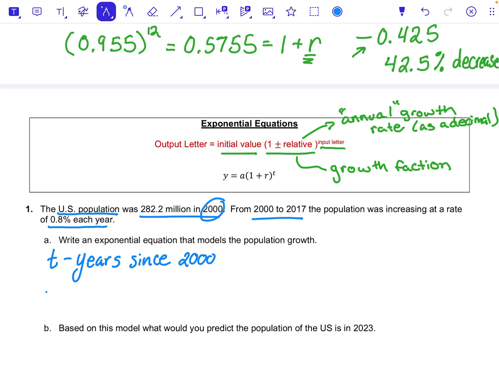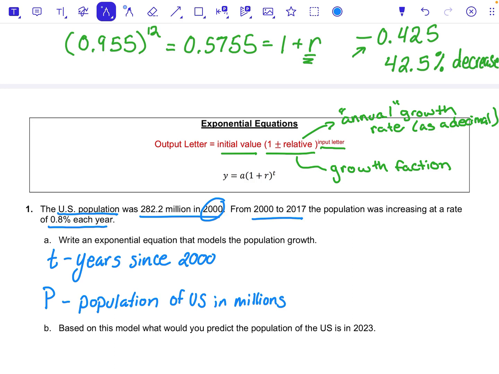And then whenever I deal with population, I tend to go with P because population starts with P. So the population of U.S., and it's in millions of people because we're not actually going to list out all those zeros, so I need to make a note that it's in millions.